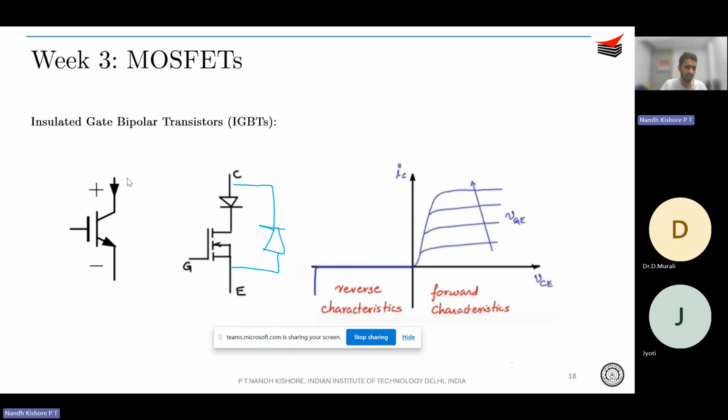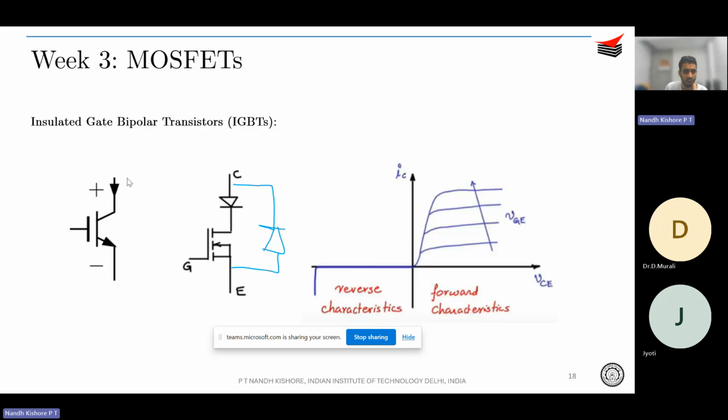But the point is, with BJTs there is this problem that it can have a collector current only if there is a base current. So driving is difficult, right? That is, you need to have a constant current at the base. Only then there will be a collector current. So typically to drive BJTs, you need current source gate drivers, as in you need to maintain a continuous flow of current to the base of the device.